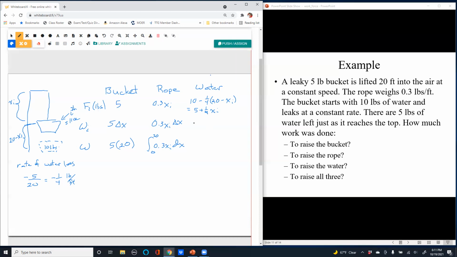Okay, so again, all we have to do is multiply it by delta x. So 5 plus 1/4 x sub I times delta x. And to get the work for the water will be the integral of 5 plus 1/4 x dx, and once again from 0 to 20.